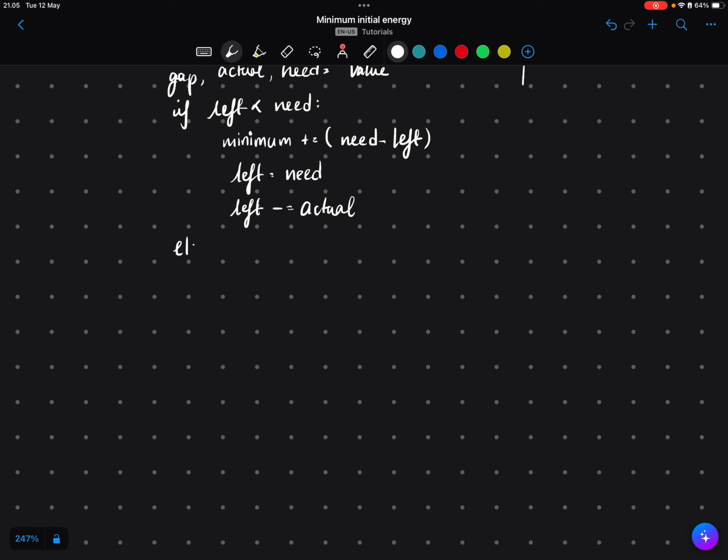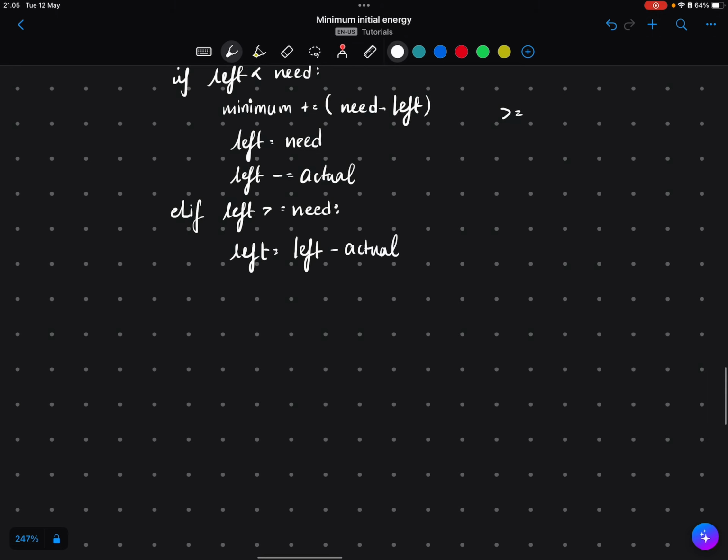Obviously. And if we are actually above it, if you're greater than or equal to, actually I'll write this out a bit more clearly. Else if left is greater than or equal to what we need, well then just expend your left, that's completely fine, right? So expend your left, but don't expend it with the need, expend it with the actual. You can do a minus equals actual or whatever you want, right? And then at the end just return your minimum. That's pretty much it for this question actually.